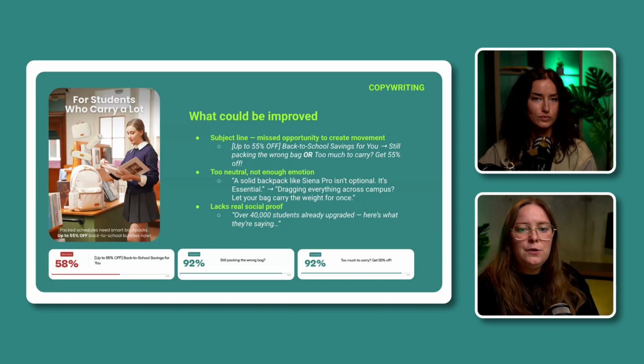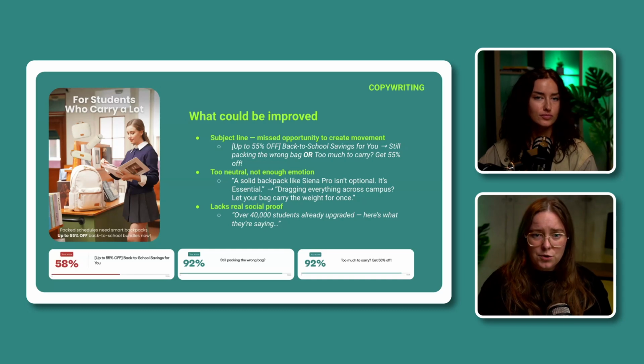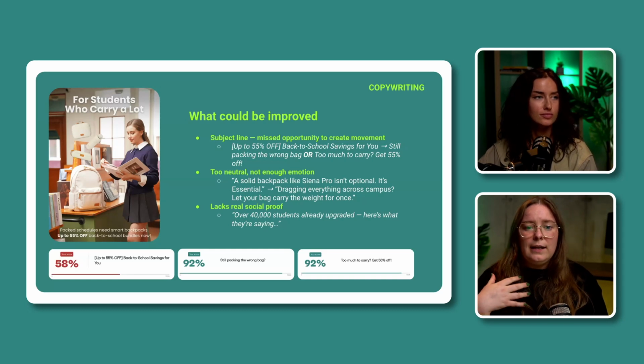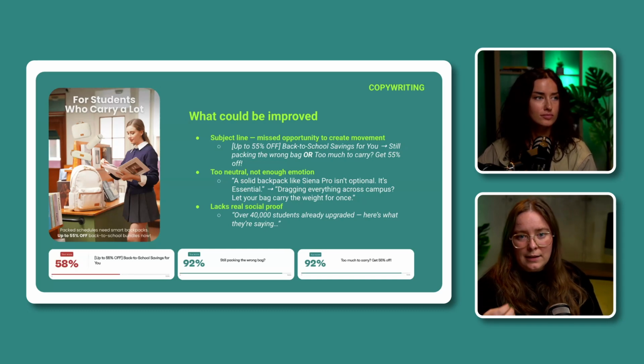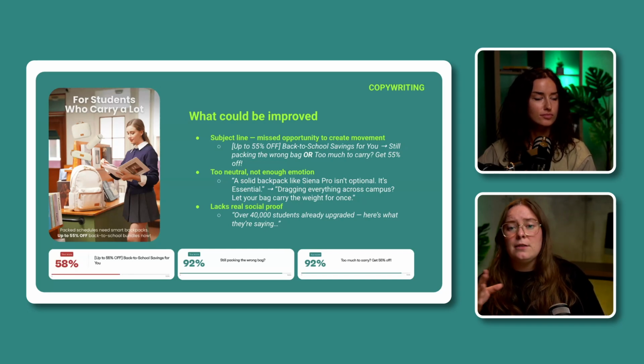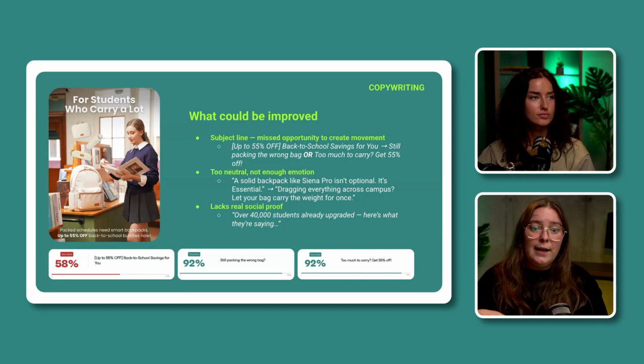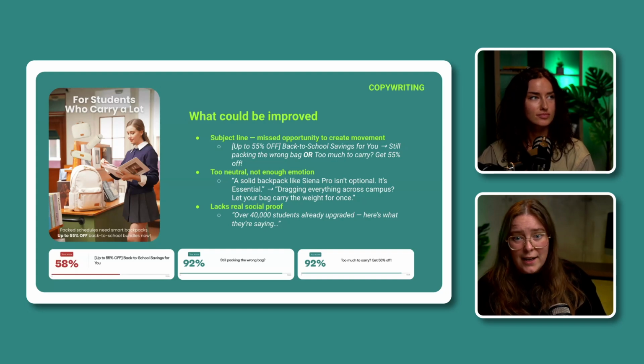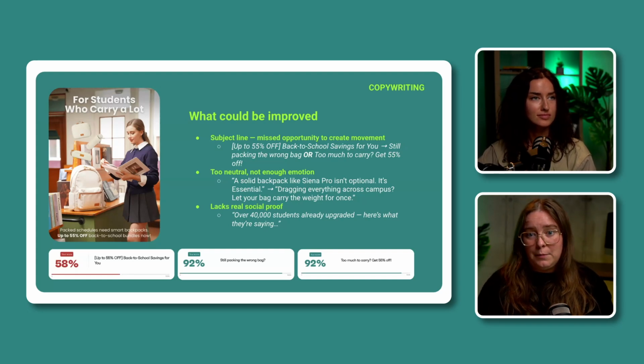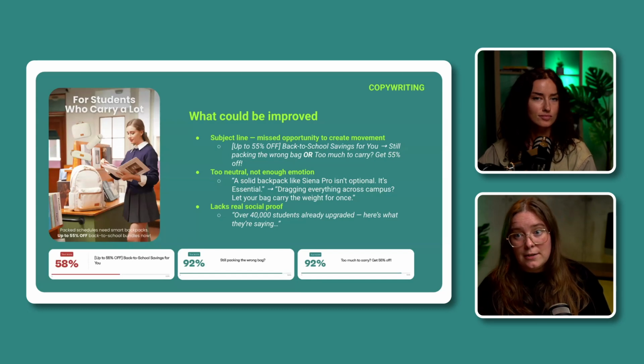Next, it felt too neutral. It didn't have enough emotion. So the email does play it a little safe. For example, saying a solid backpack for Sienna Pro isn't optional, it's essential. This is very generalized and rational framing, but buying decisions do start emotionally.